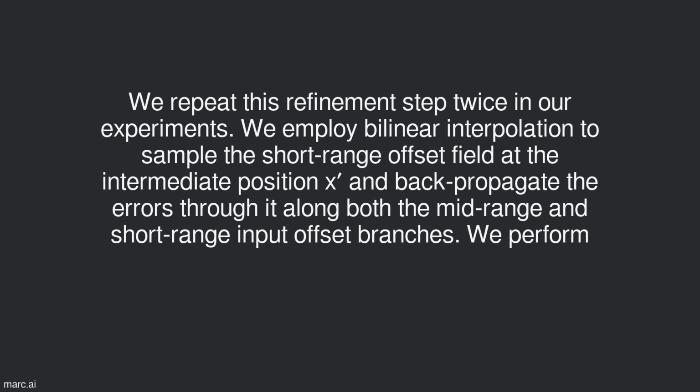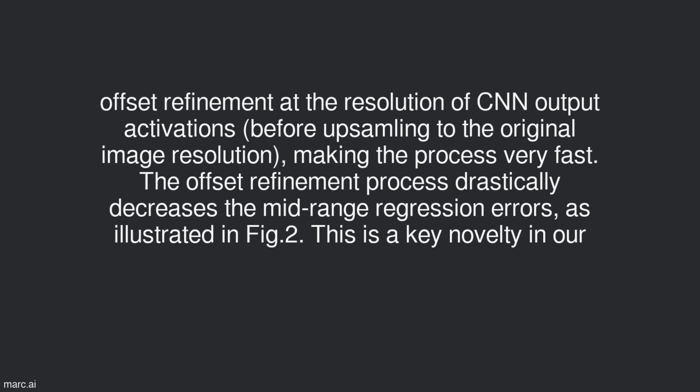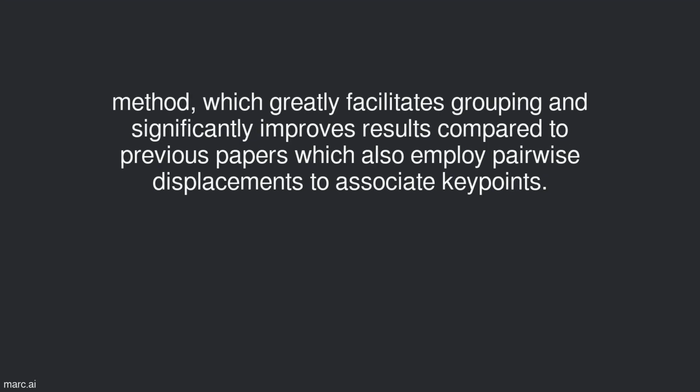We employ bilinear interpolation to sample the short-range offset field at the intermediate position x and backpropagate the errors through it along both the mid-range and short-range input offset branches. We perform offset refinement at the resolution of CNN output activations before upsampling to the original image resolution, making the process very fast. The offset refinement process drastically decreases the mid-range regression errors, as illustrated in Fig. 2. This is a key novelty in our method, which greatly facilitates grouping and significantly improves results compared to previous papers which also employ pairwise displacements to associate keypoints.